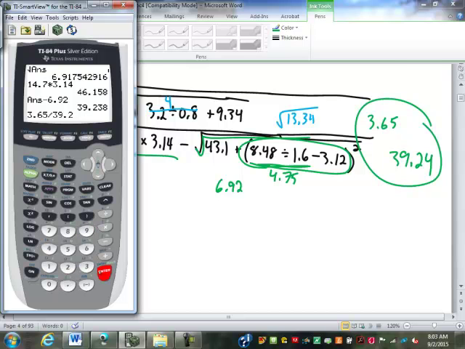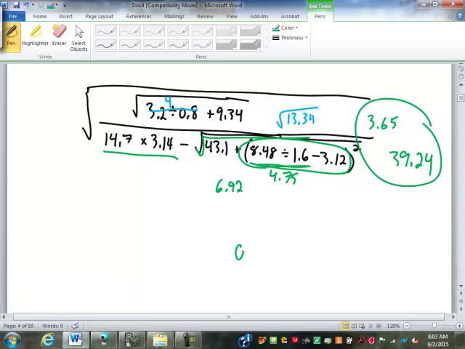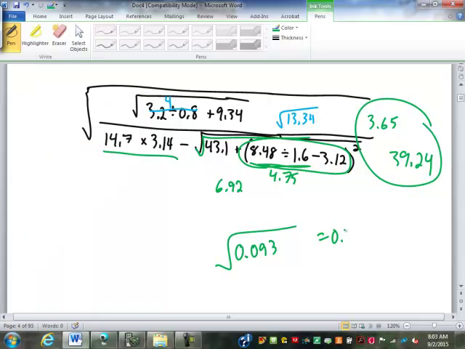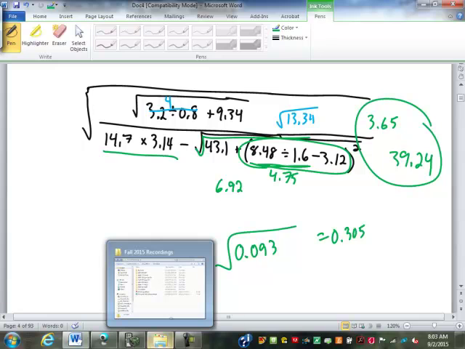39.24. Now at this point, both of those answers are rounded off quite a bit. But we got basically 0.093. We got square root that. Second square root, second answer. 0.305. You did squared instead of square root if you got 0.0008. So 0.305, 0.31, somewhere in there.